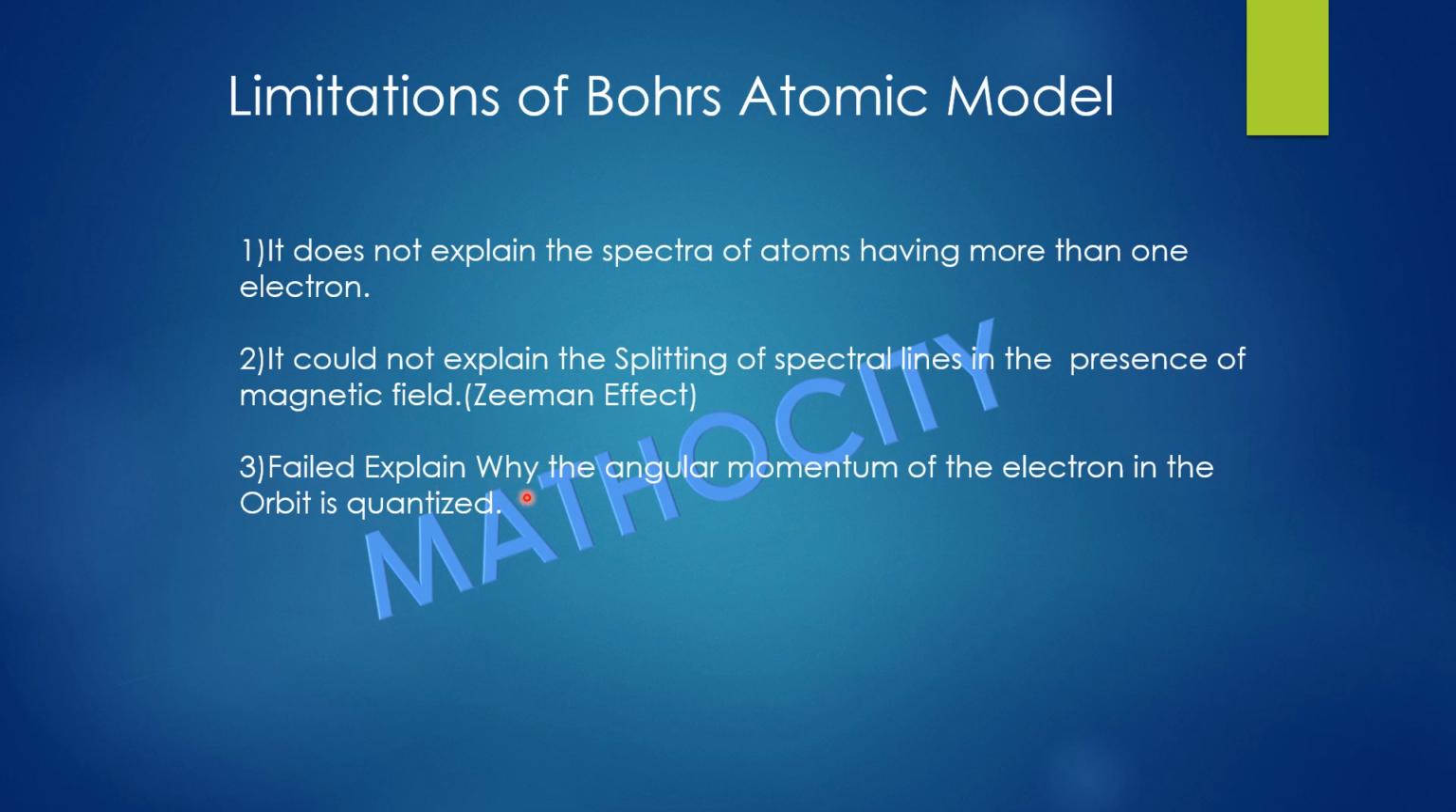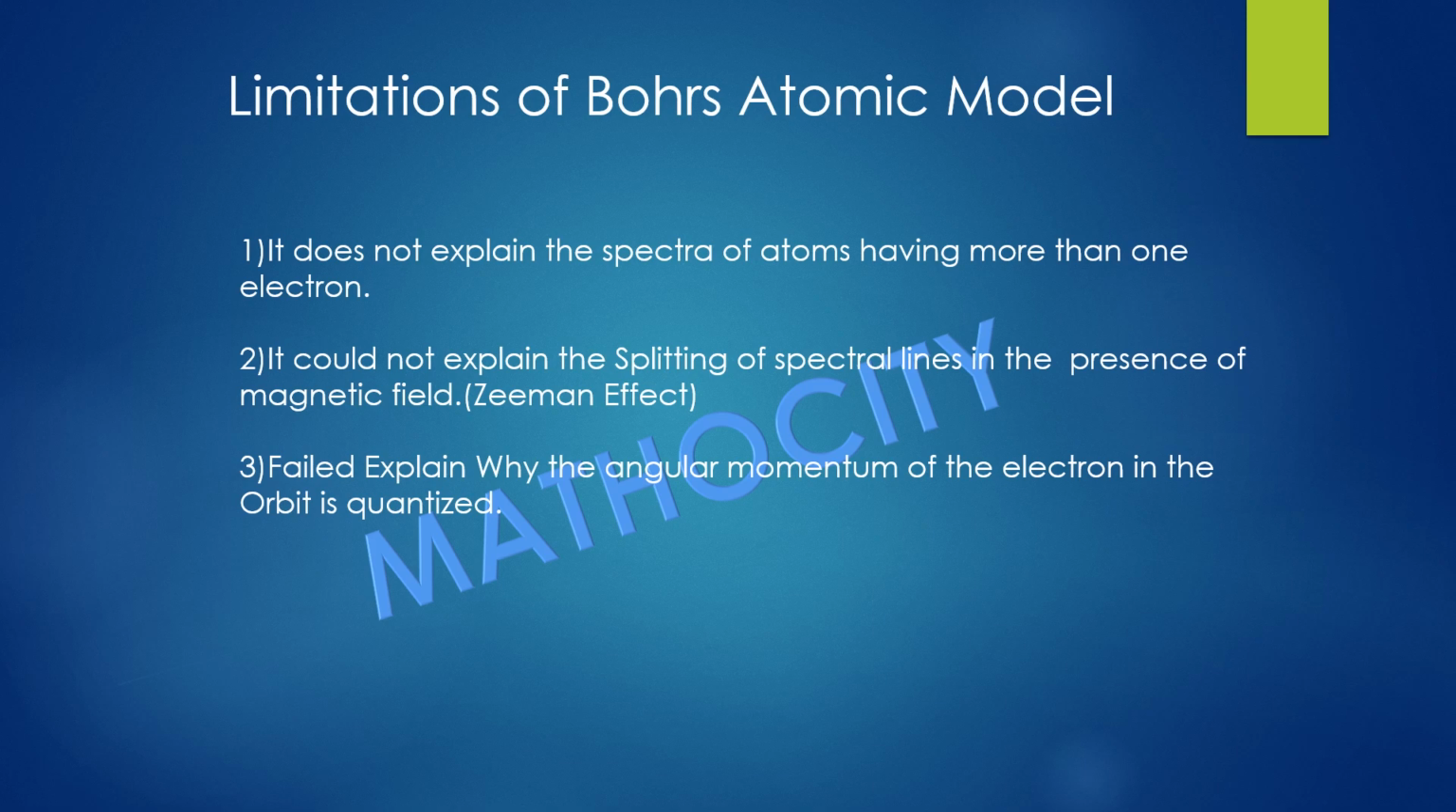Next one, he failed to explain why the angular momentum of the electron in the orbit is quantized. MVR is equal to nh by 2 pi. Why is it equal to nh by 2 pi? He failed to explain that one. These are the limitations of Bohr's atomic model.